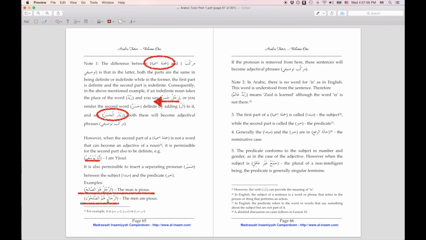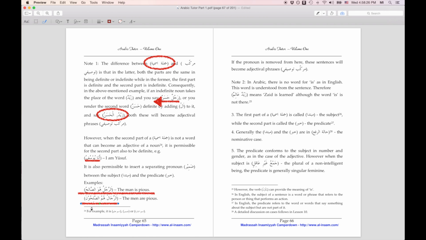As soon as you put the zamir hum or huwa in the middle, the word changes and it becomes jumlatul ismiya again. Ar-rijalu hum as-salihuna, the men are pious. The literal translation is the men, they are pious. So the men are pious. Next page, 66. If the pronoun is removed from here, these sentences will, so you cannot remove it.